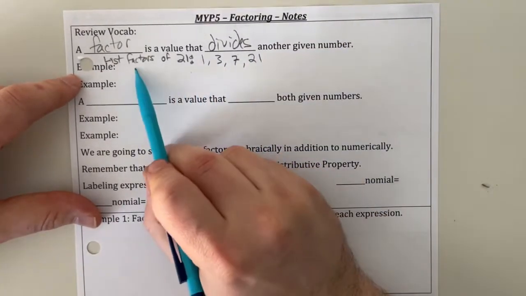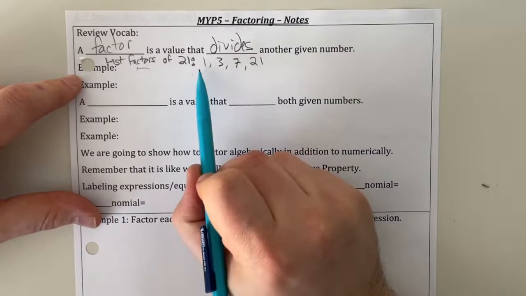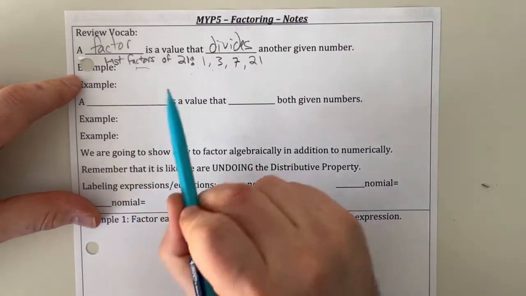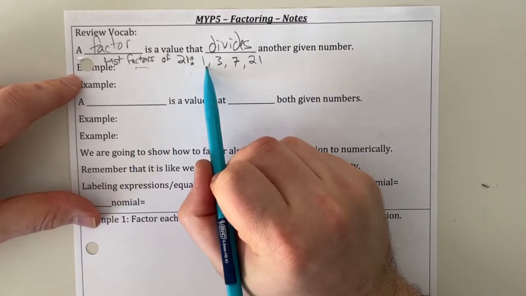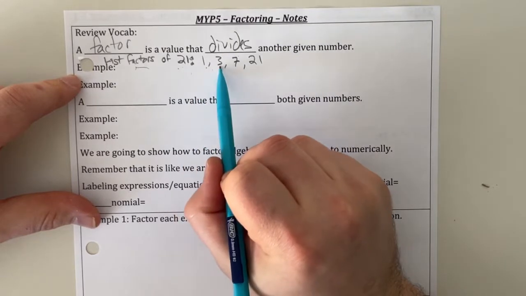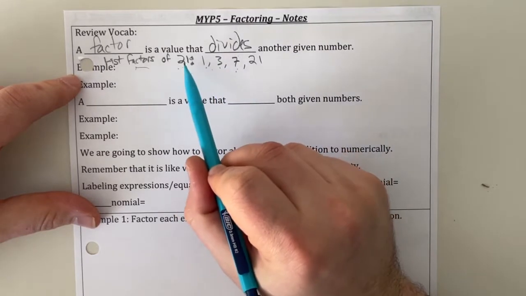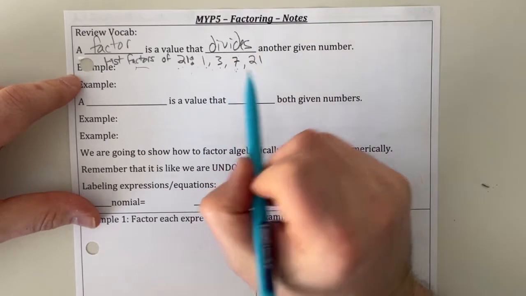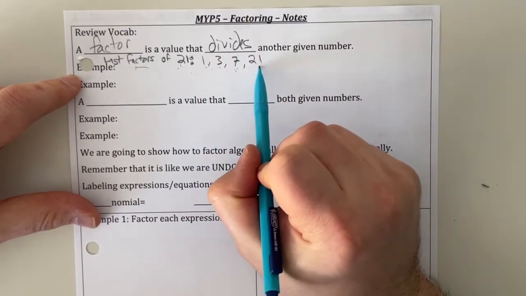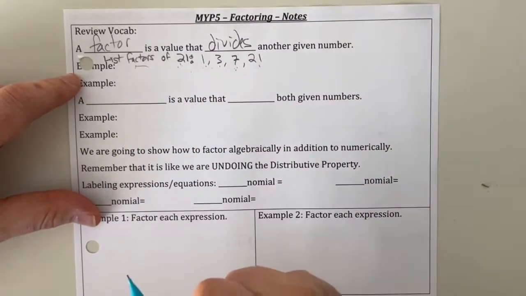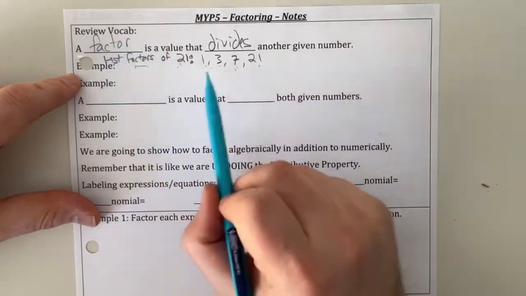And so these are factors of 21 because they divide into 21, meaning 21 divided by 1 is 21, 21 divided by 3 is 7, 21 divided by 7 is 3, 21 divided by 21 is 1. So again, always have that idea of a factor is dividing.